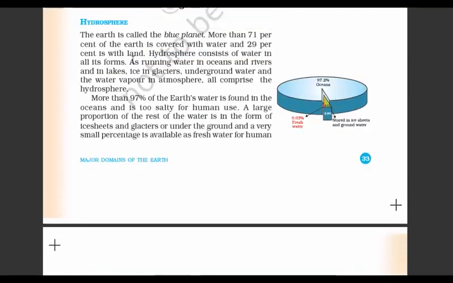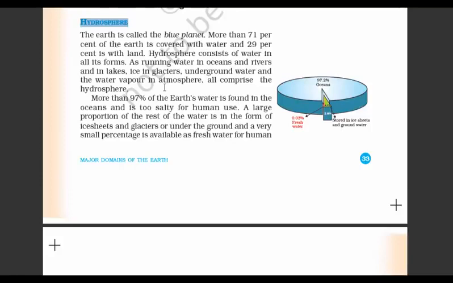So where all can we see water? Water is just not available in ocean, lakes and sea. It is also available underground. And then we have the glaciers that melt, and the water vapor that is there in the atmosphere. So these all account for the entire hydrosphere. You just cannot say hydrosphere means ocean or sea or any kind of river.